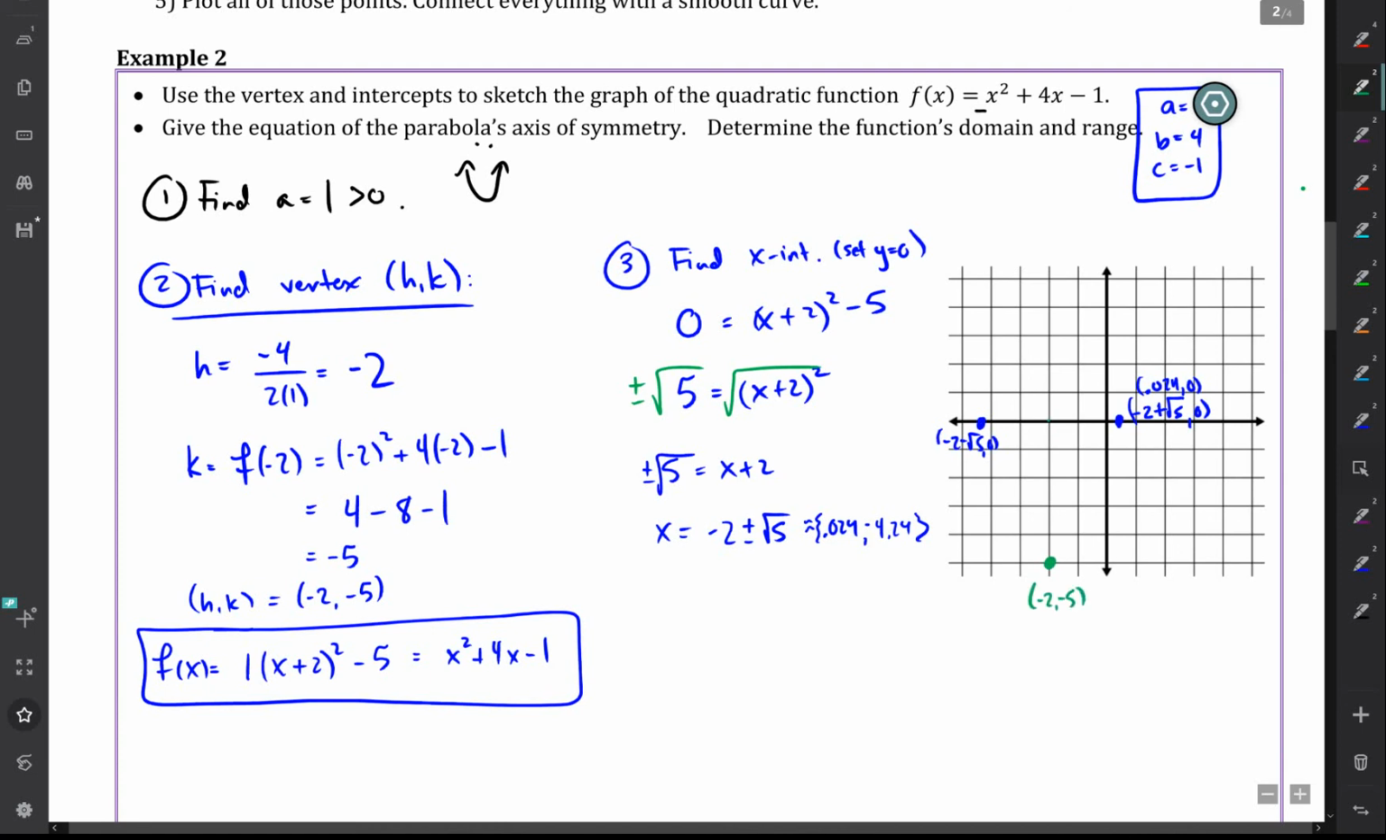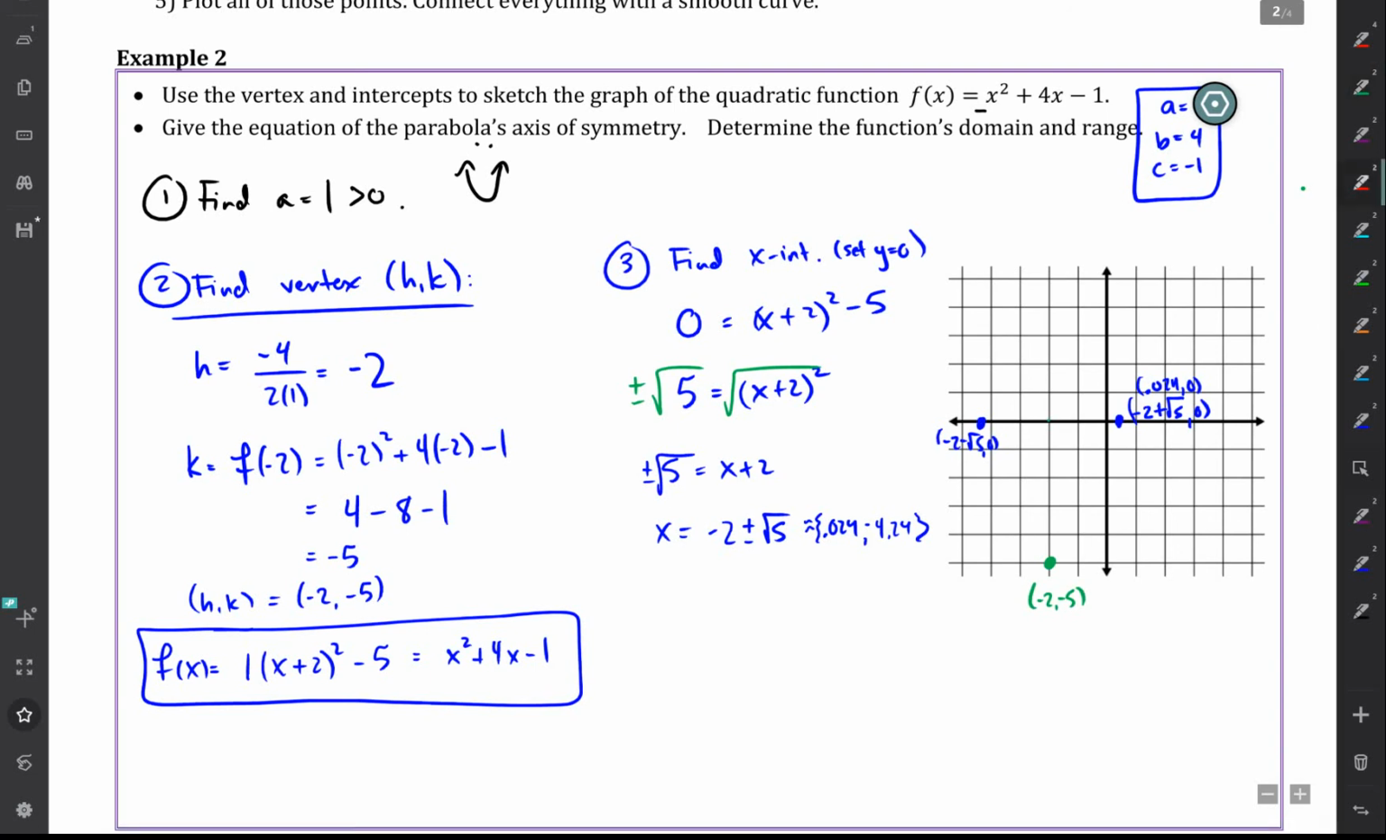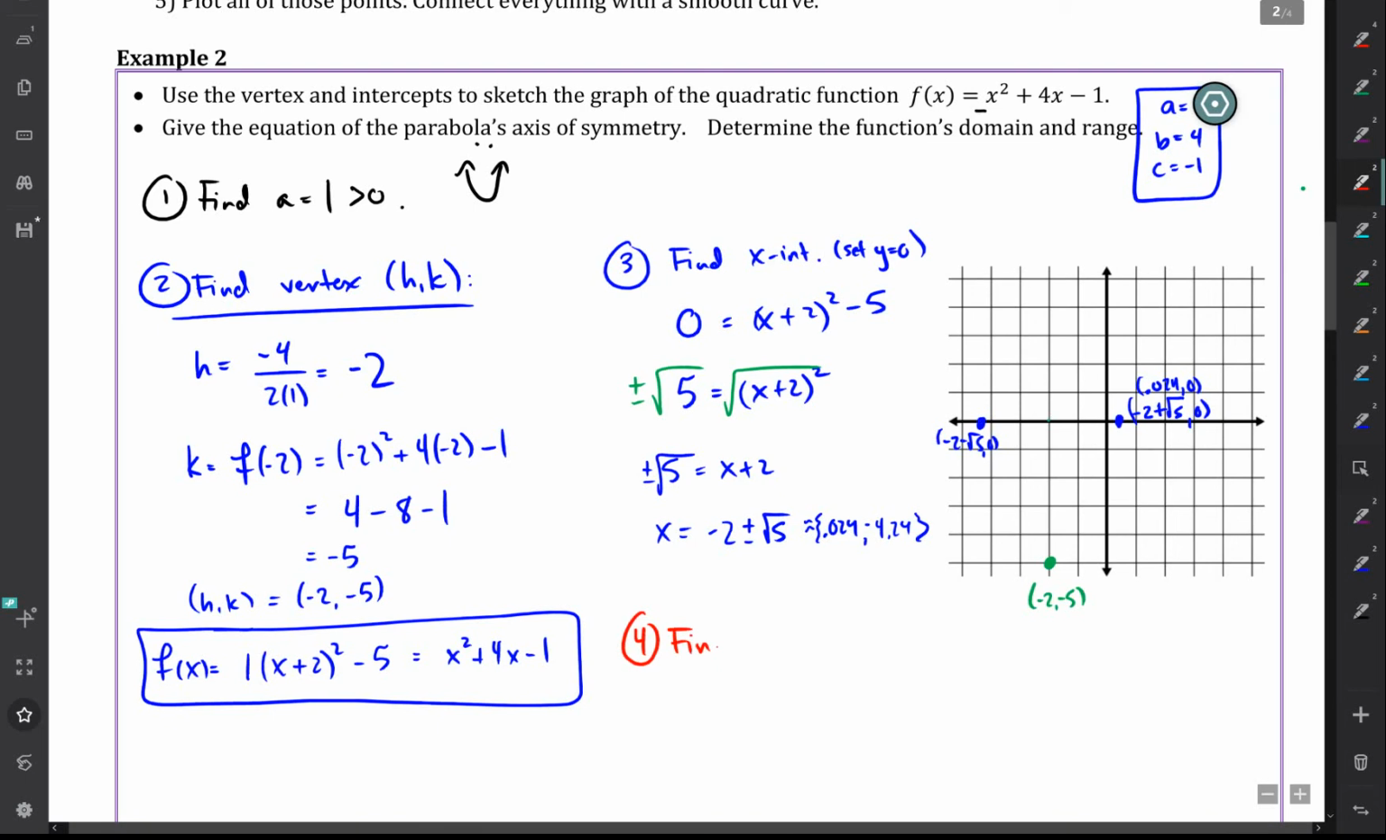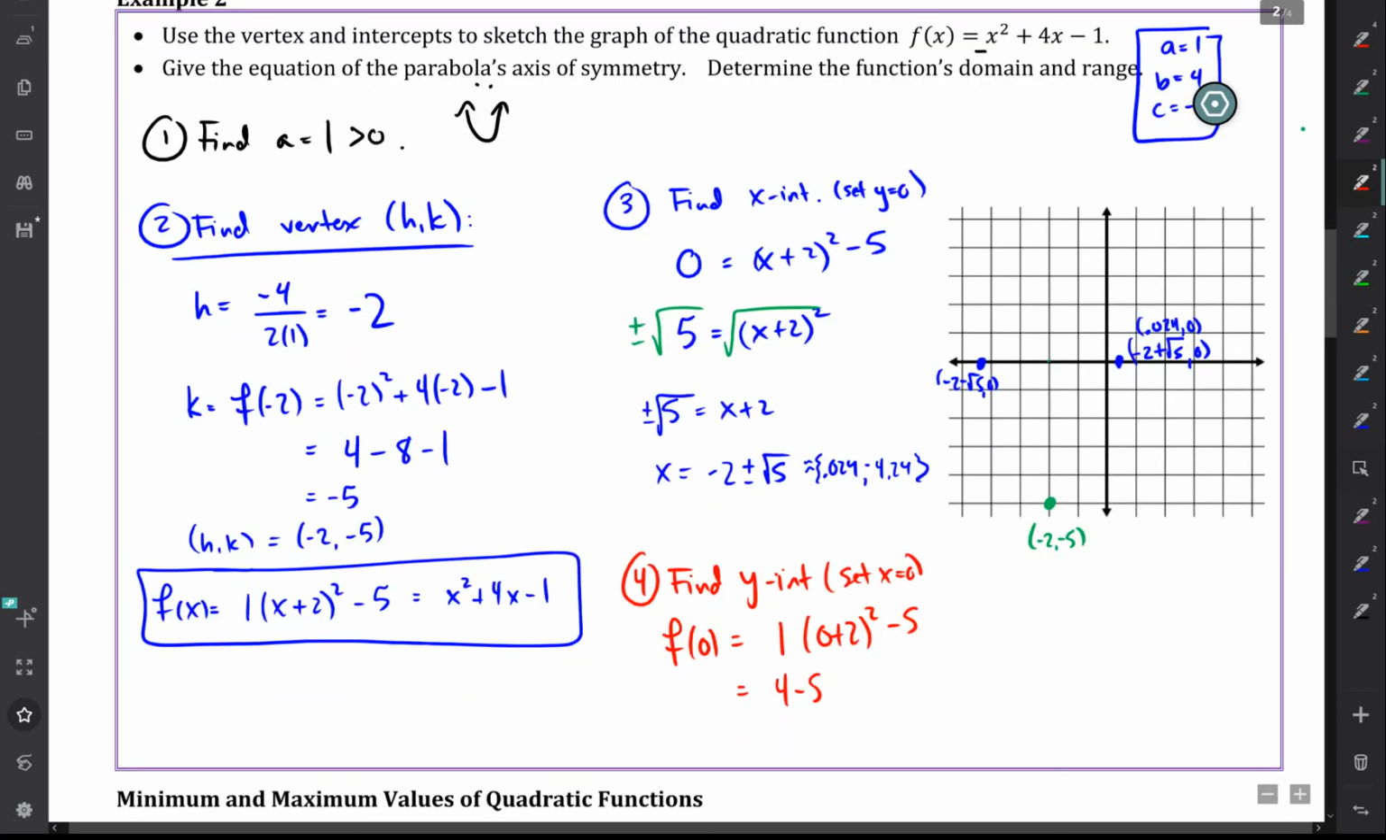That's my vertex. My y-intercept, to find that, we plug in 0 for x. So now you have f of 0 equals 1 times (0 plus 2) quantity squared minus 5. So that's 4 minus 5, or negative 1. So (0, negative 1) is my y-intercept. And then the final step is just to connect the dots. Kind of a nice U-shaped pattern.